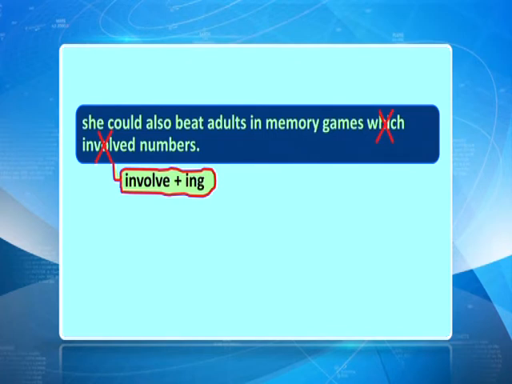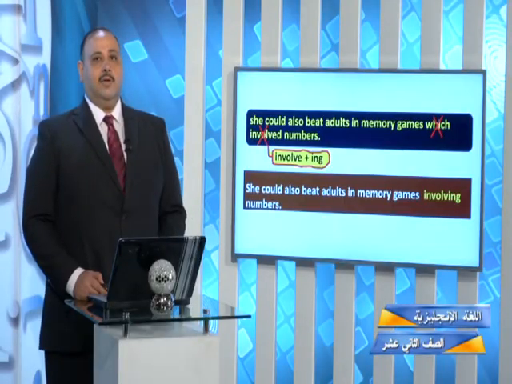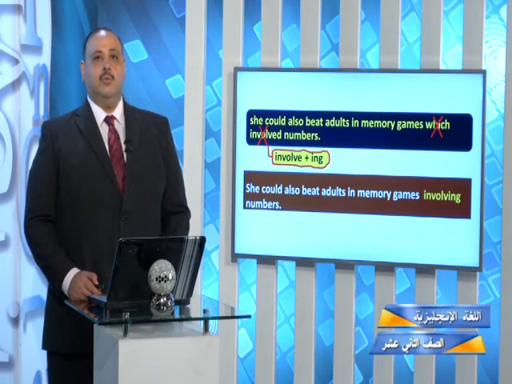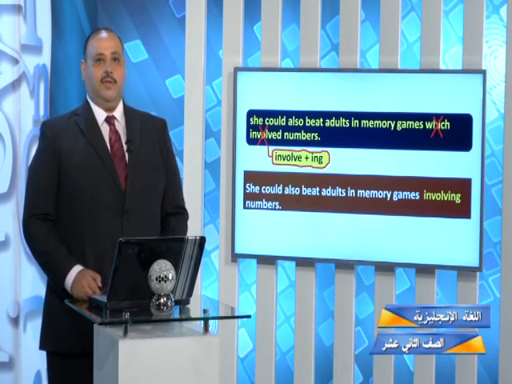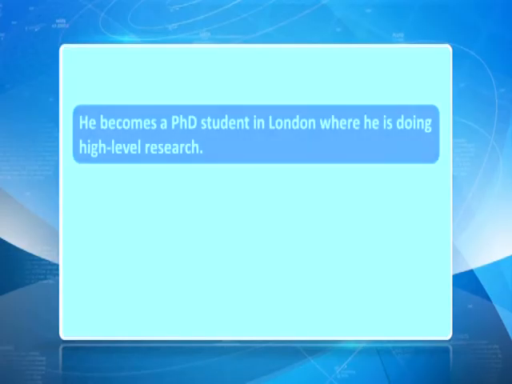Now think how the answer could be or should be. The answer is, she could also beat adults in memory games involving numbers. So we deleted the relative pronoun, and then we get the base. When I say a base, it means this is the root or the verb in its infinitive form plus ing. So involved should be involve plus ing. That means involving.